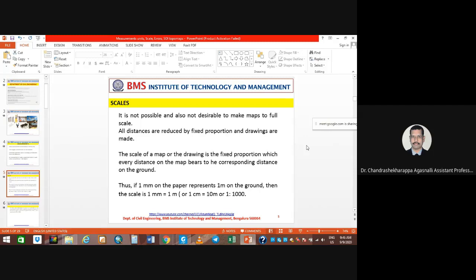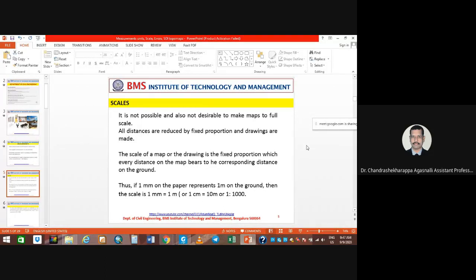While doing the interpretation or plotting of that data onto an A3 size or a big A0, or it may be an A4 size, which scale do you need? It depends on the paper availability and on your data. You can change the scale. It is not possible, and also not desirable, to make maps to full scale. Full scale means, for example, a 1 kilometer area, you cannot show it on the map. You have to reduce the scale.